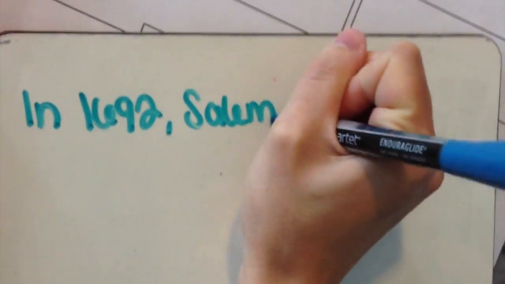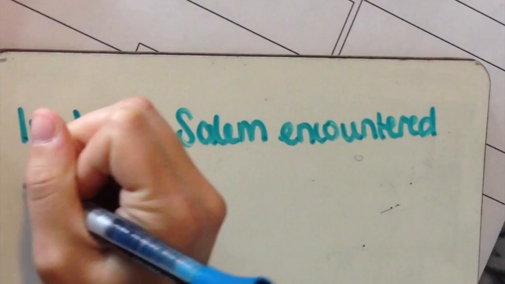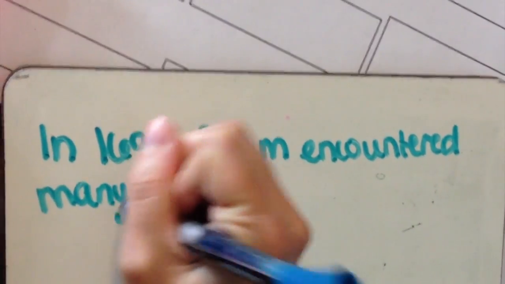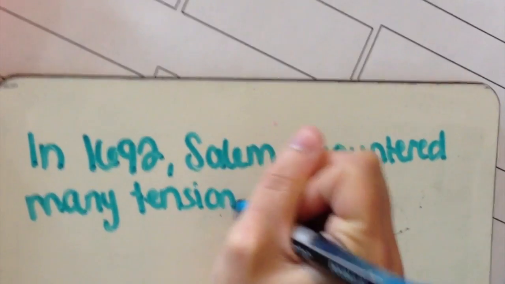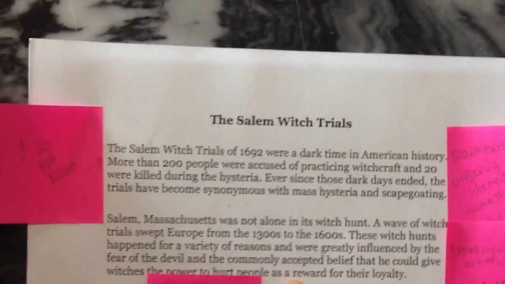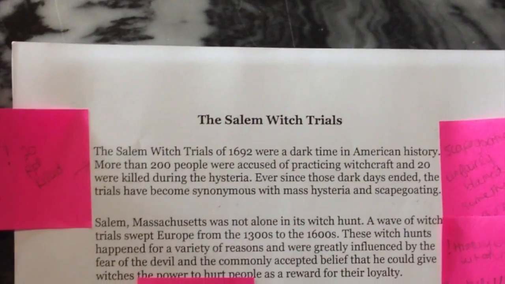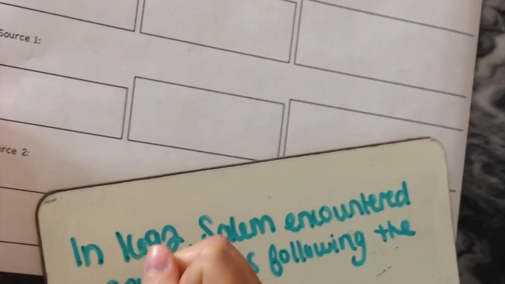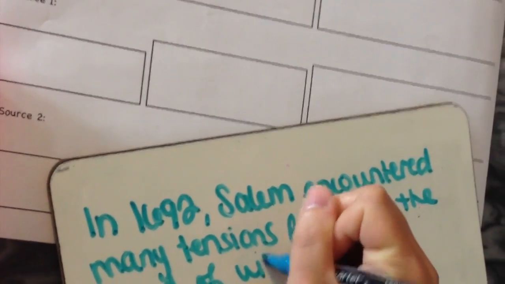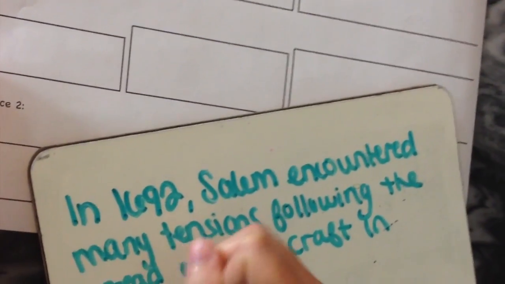in 1692, Salem encountered many tensions, because I know that was a key word at the bottom of this. And I'm going to look back through what the main ideas of each paragraph were. This paragraph was all about the spread of witchcraft, many tensions following the spread of witchcraft in Europe, because it followed them to America and their colony.